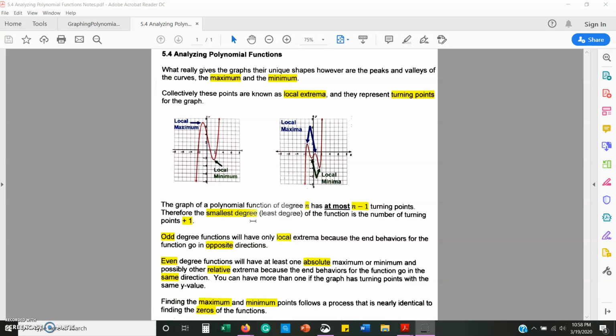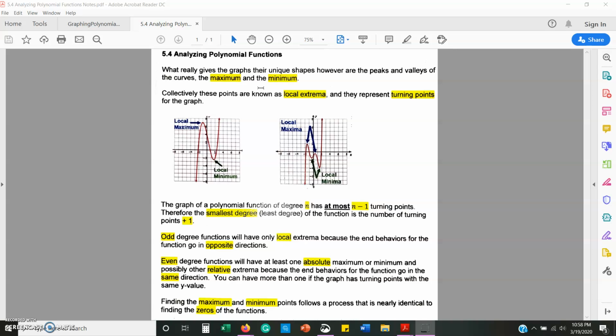So, what we need to look at is really how we get the shapes that we get in our graphs, and that comes a lot from the maximum and minimum, which you'll see highlighted here in that first sentence. That's what gives the shape. We've talked about end behavior already, what's going on at either end, but what's going on in the middle? That's where we're focusing now. Together, these points, these maximum and minimum, are known as local extrema.